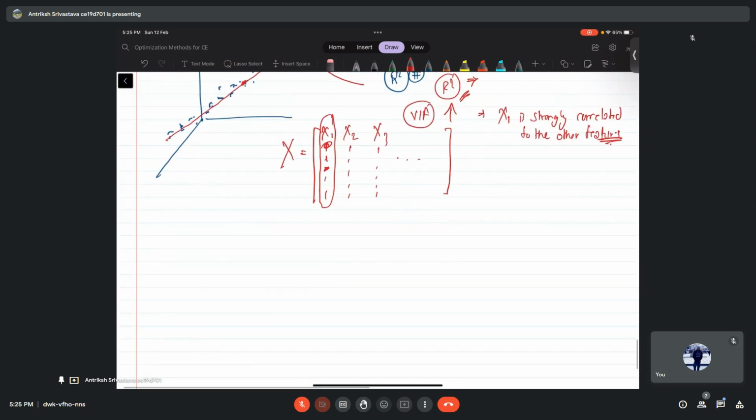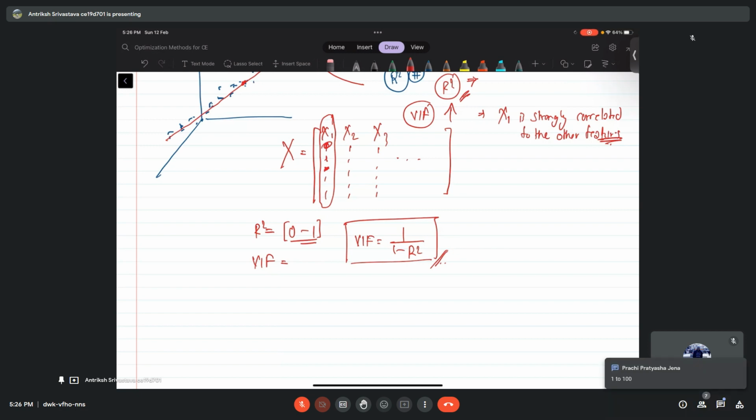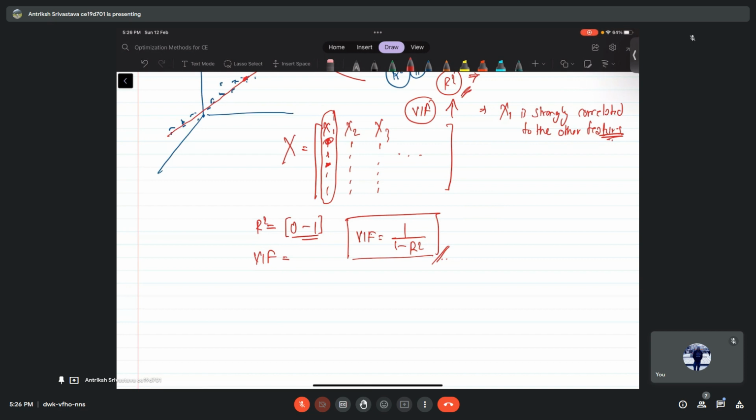Okay, so we know that r square ranges from 0 to 1. What is the range for VIF, given the formula is this? Okay, so no one wants to say 1 to 100. The minimum is right, the maximum is actually infinity. When r square is 0, it is 1 minus 0, that is 1, which is the minimum.